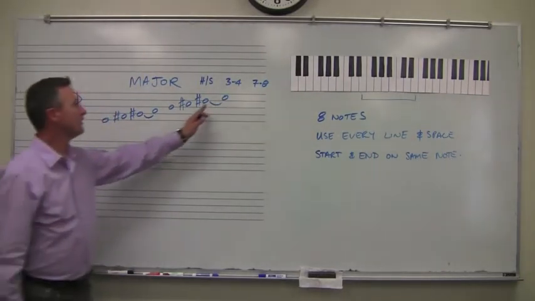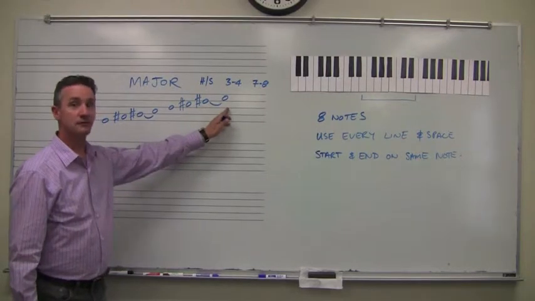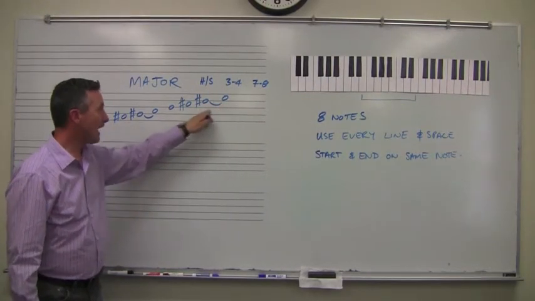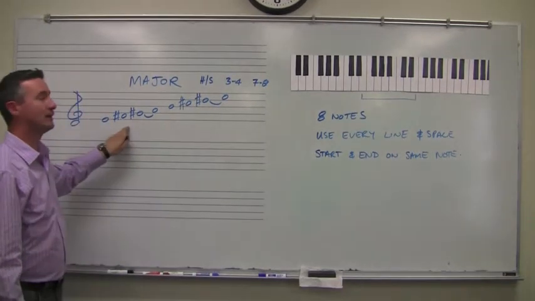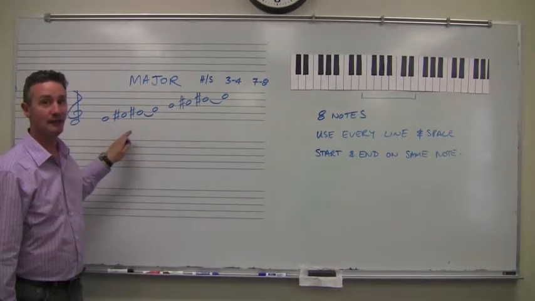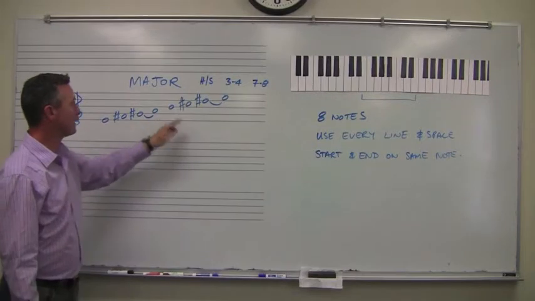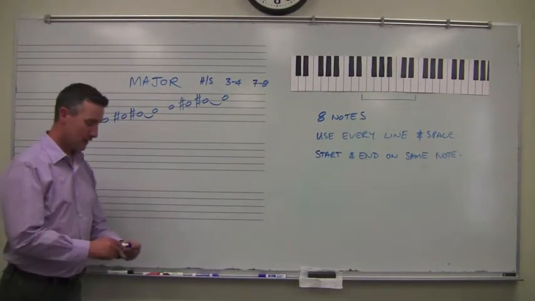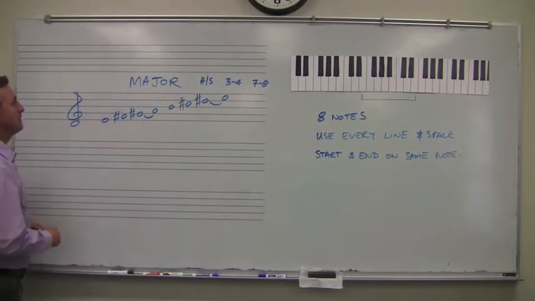If you get to the 7th and 8th scale notes, and you find that that is not the half step you expect, then you've done something wrong down here. You need to go back and check again. Because if you've done everything right, the last one should just fall into place. All right? So that is how you would create a major scale.